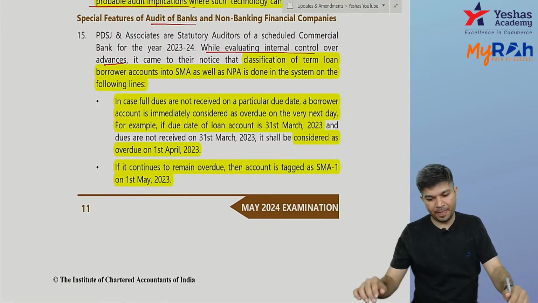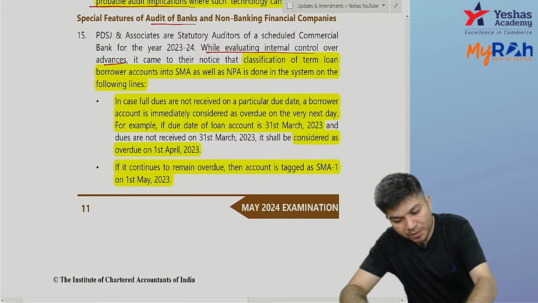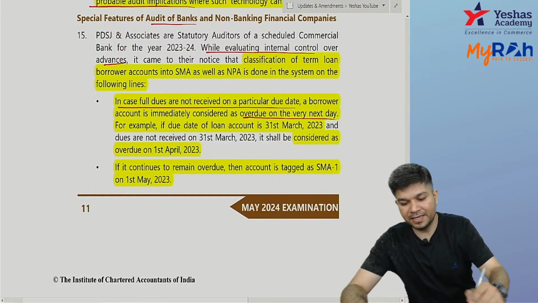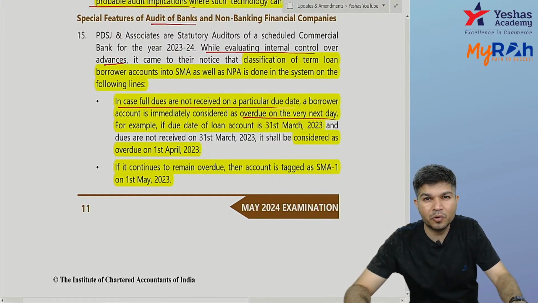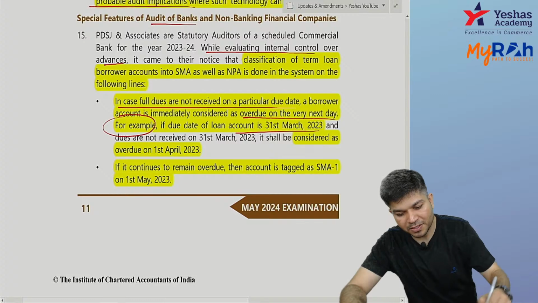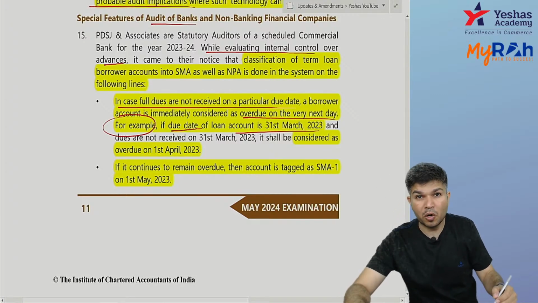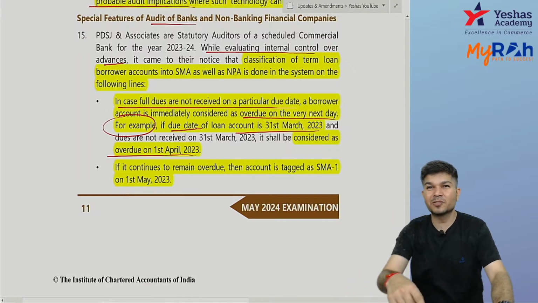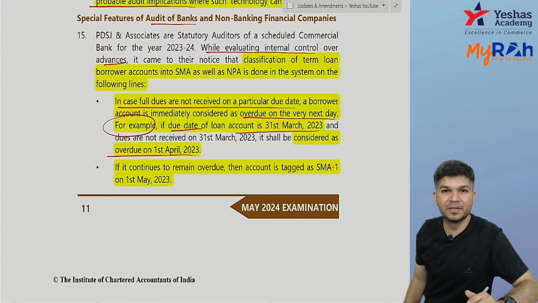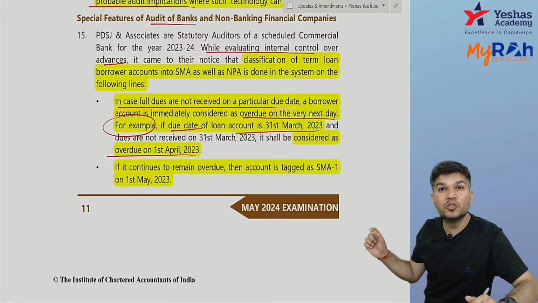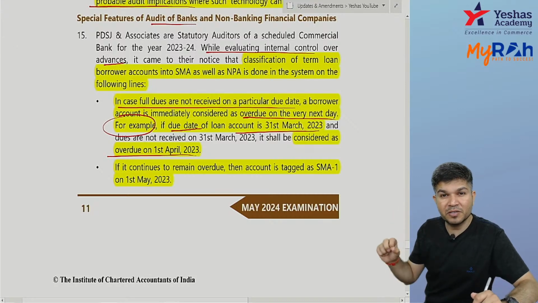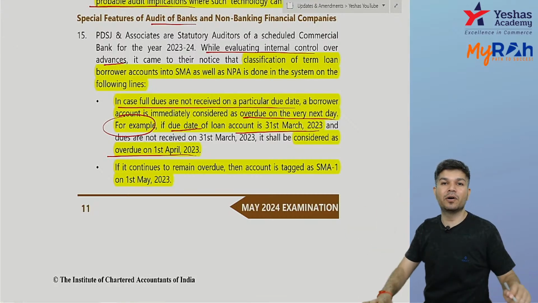So if the full amount is not received on a particular due date, you consider it overdue from the next day. For example, if the due date is 31st March and money is not received, you consider it as overdue on 1st April. Actually, this is wrong. If money is not received on 31st March, at the end of the day it should be classified as overdue. You are classifying it as overdue on 1st April, which is wrong. It should be classified as overdue on 31st March EOD, end of day.